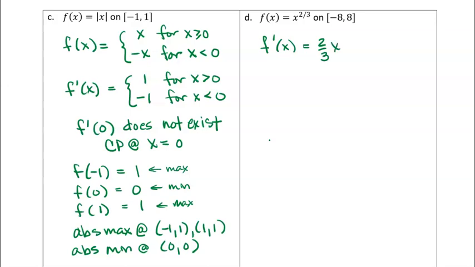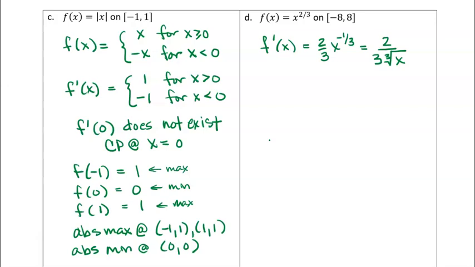Okay, so we're just going to find the derivative, and we get 2/3 x to the -1/3. Now let's rewrite that. This is the same thing as 2 over 3 times the cube root of x. All right, 3 times the cube root of x. Okay, did I get that right?